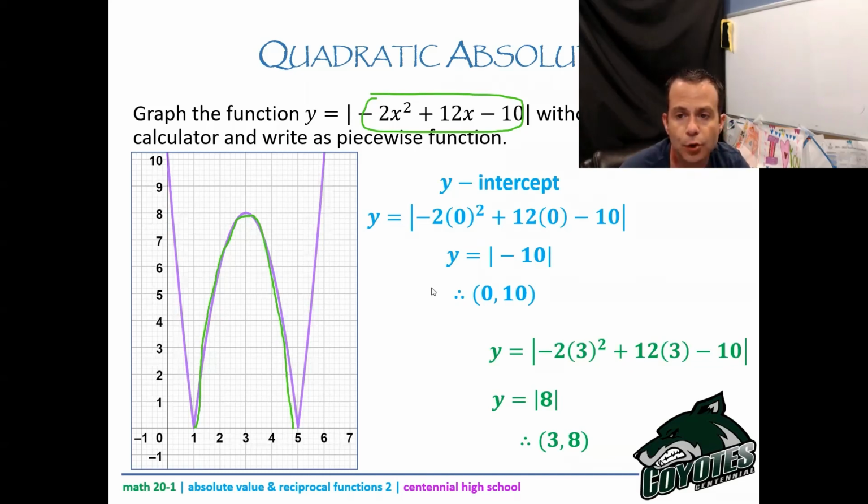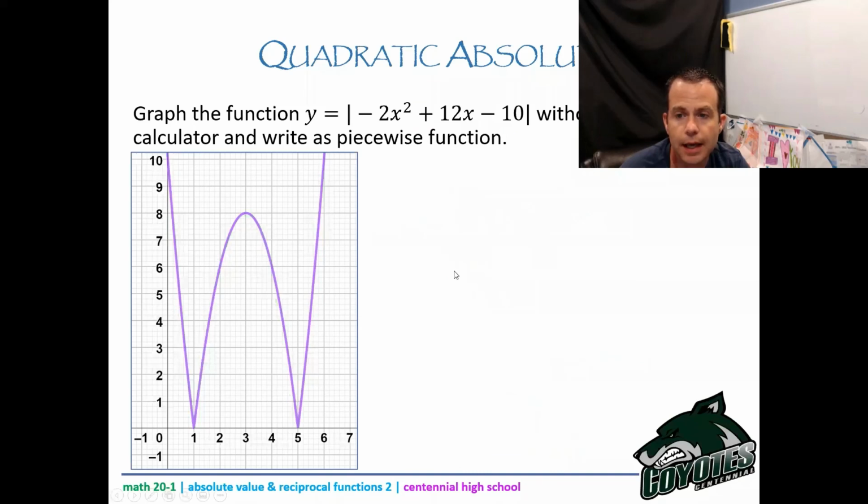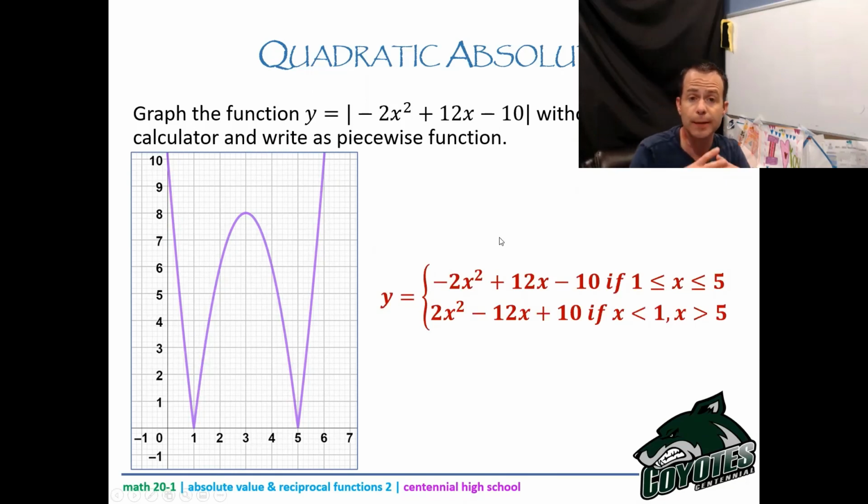Okay, and so we should be looking at this for a piecewise function. The positive portion is exactly what I see inside those absolute value brackets. It exists from 1 less than or equal to x less than or equal to 5. The negative portion, I have switched all the signs, okay, and then it exists when x is less than 1 and when x is greater than 5, okay? You guys are rocking this.